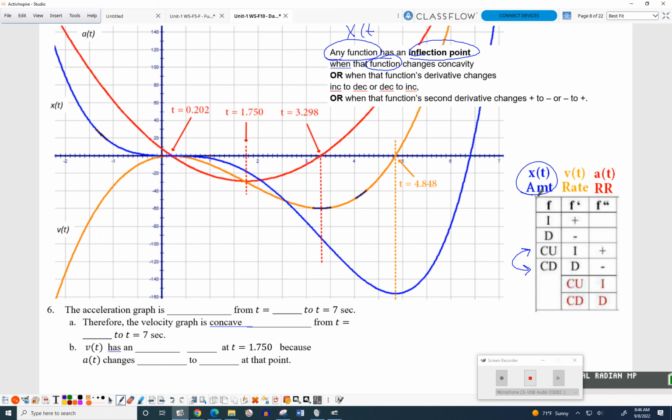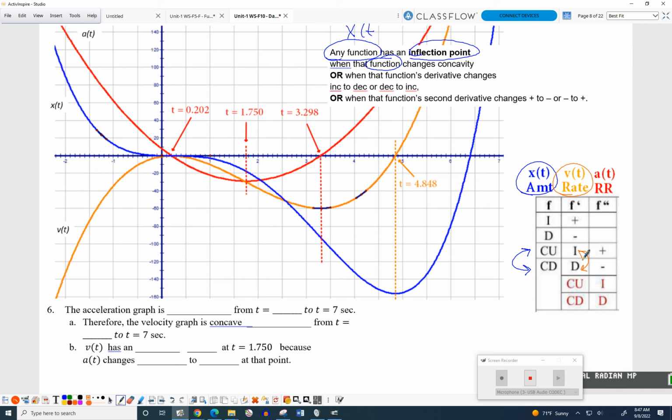But you can identify position changing concavity by identifying a completely different type of change on velocity. So the velocity graph is going to change this way. That's not an inflection point on velocity. That's an indication that position has an inflection point.